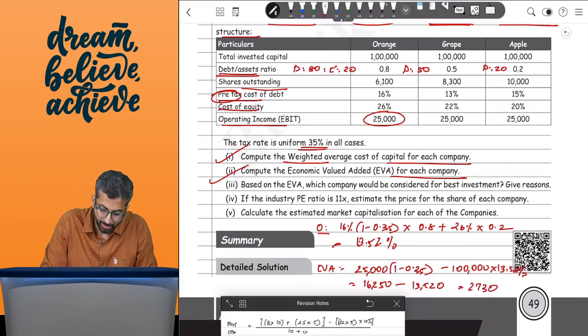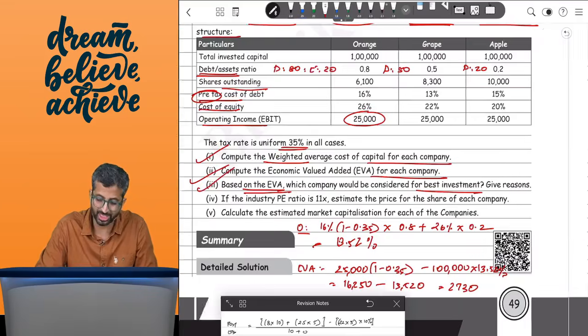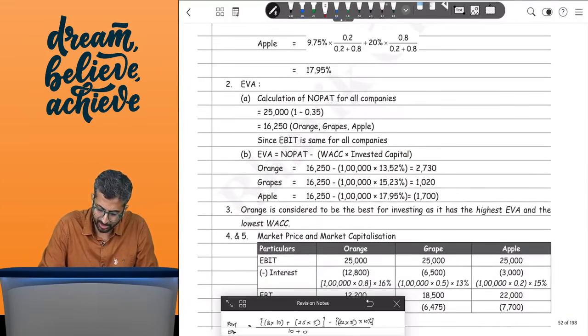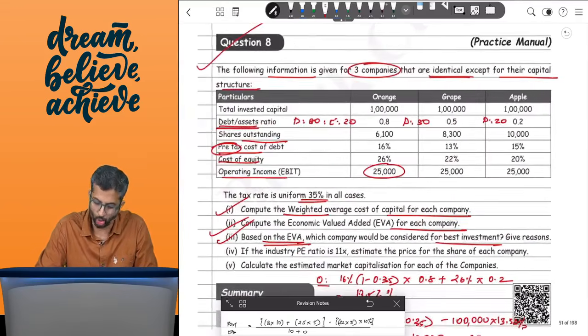Great. Based on EVA, which would be considered as best? Well, ideally higher the EVA, the better it is. So whichever company gives me the highest EVA. So over here, first company EVA is 2730, 1020 and negative 700. So you will select orange.